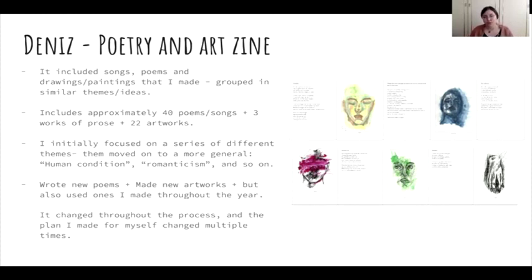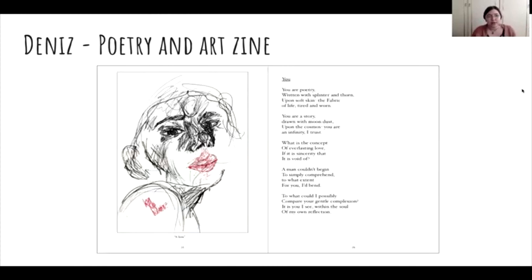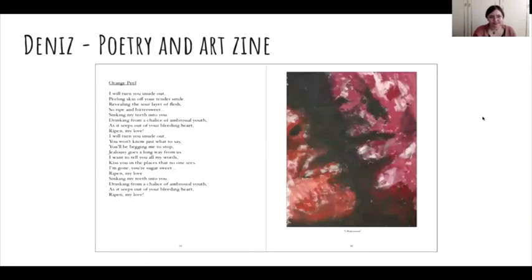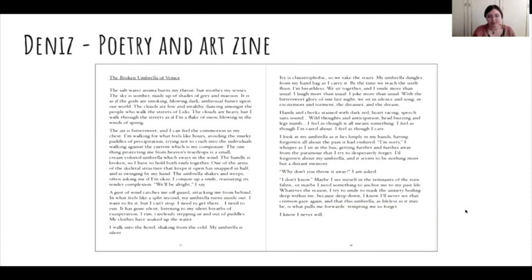And of course, it changed throughout the process, and I had a hard time planning it because it was such a versatile art form, and then I decided to just let it grow as it did. So these are some examples of the pages, artwork and the poem next to it, stuff like this, and then prose.